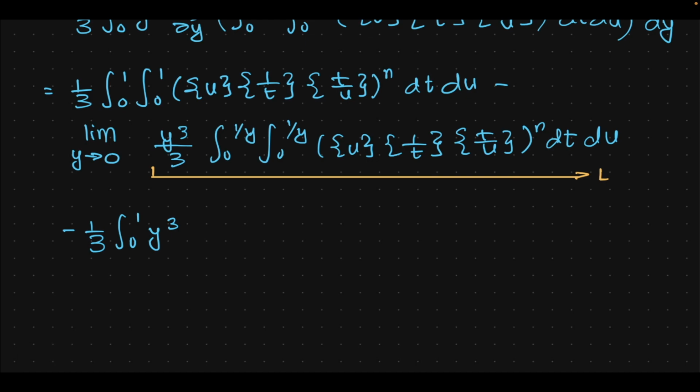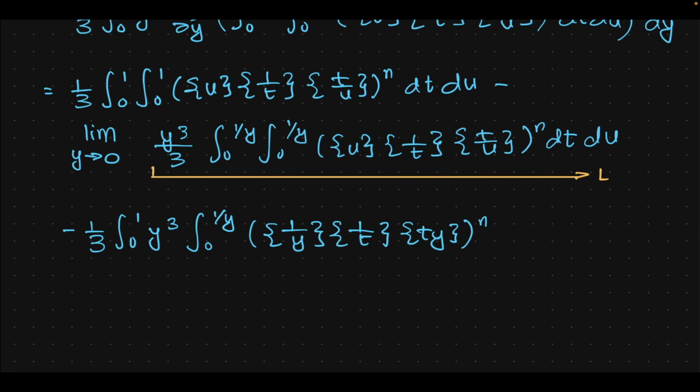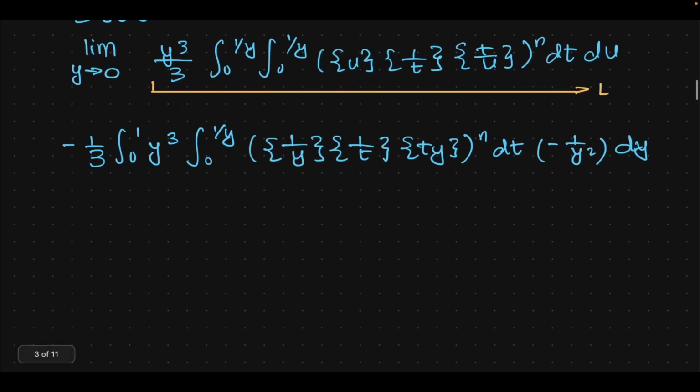I'm skipping steps. I'm assuming you know how to differentiate under the integral sign. So in place of u, we have a 1 over y, dt. We have the derivative of the 1 over y, which is negative 1 over y squared, and then the dy integral is still intact. We shall call this integral I1. We shall evaluate it later.